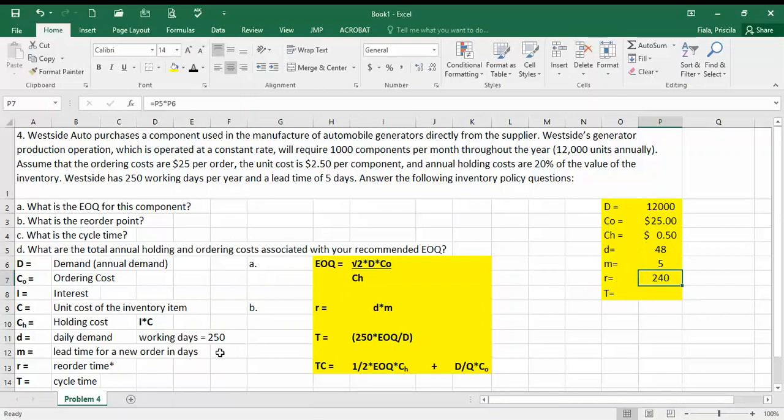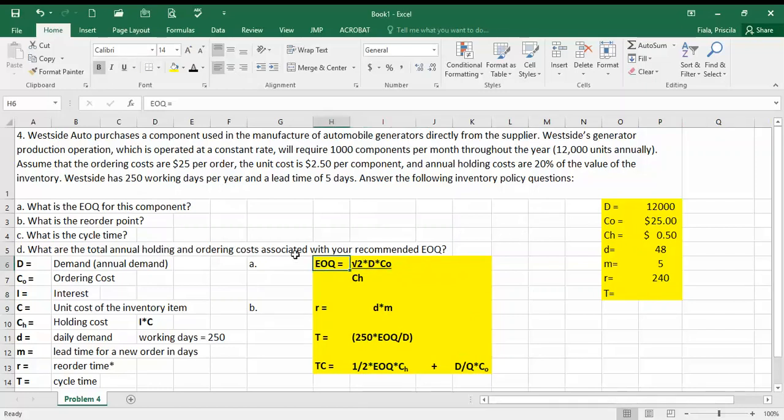And then now we have this cycle time. Your cycle time right here, you have this formula. It's going to be 250 working days times your EOQ right here divided by your annual demand. Well, we haven't answered this one. And right here to do your total annual holding and ordering costs, which is your total cost, we also need the EOQ. So right here, we're actually going to have to calculate this one.